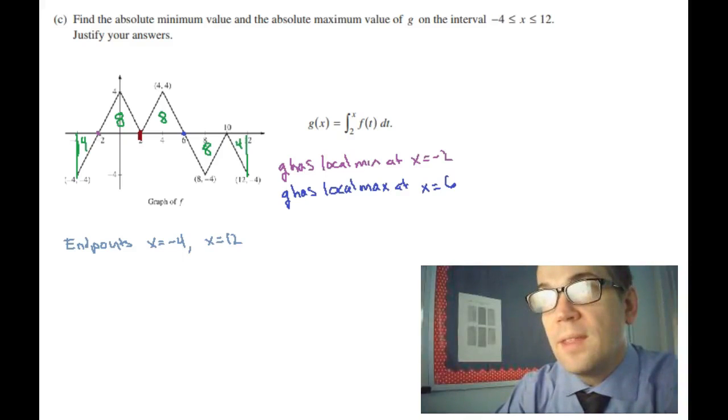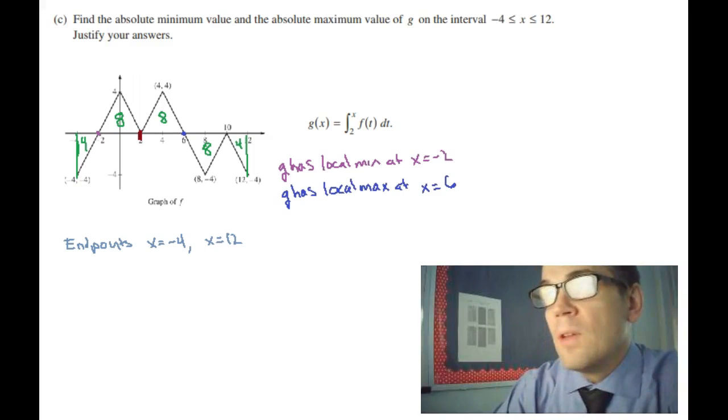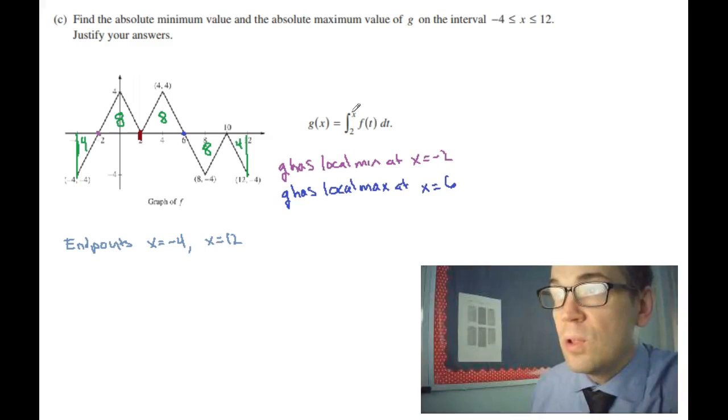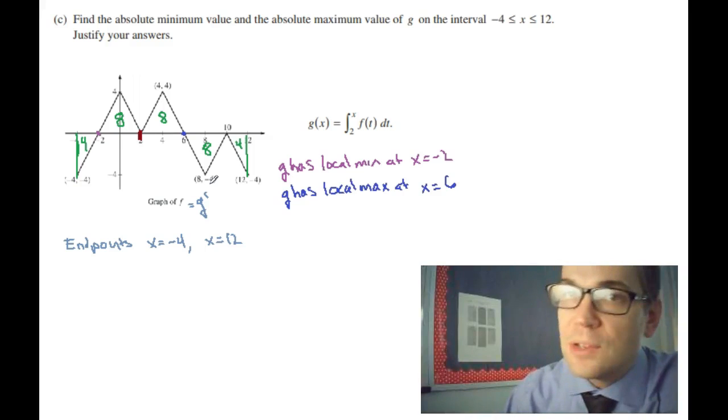Part C, we're asked to find the absolute maximum and the absolute minimum of the function g from -4 to 12. So we do want to keep in mind that since g is defined as the integral of f, and it gave us a graph of f, then f is also what g prime would look like. We have a graph of g prime essentially.